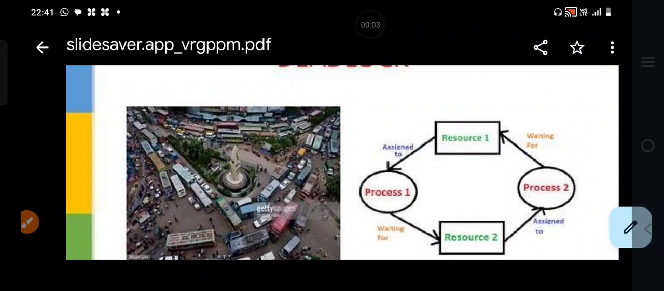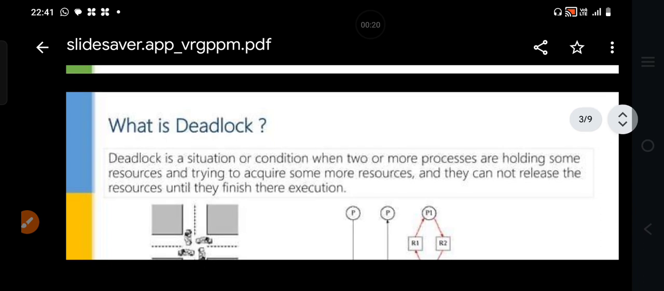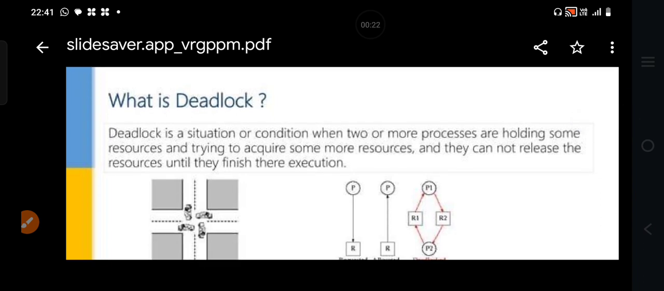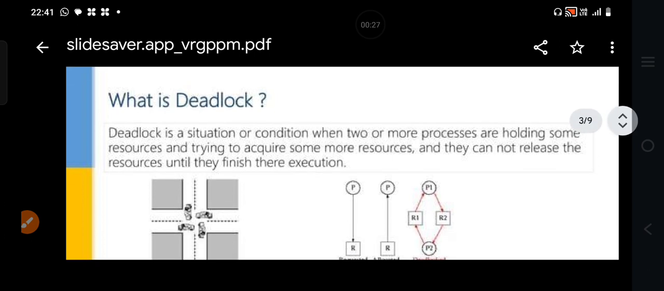So now we are going to discuss what is deadlock. Deadlock is a situation or condition when two or more processes are holding some resources and trying to acquire some more resources, and they cannot release the resource until they finish their execution.